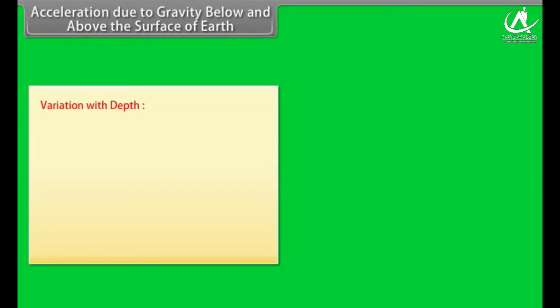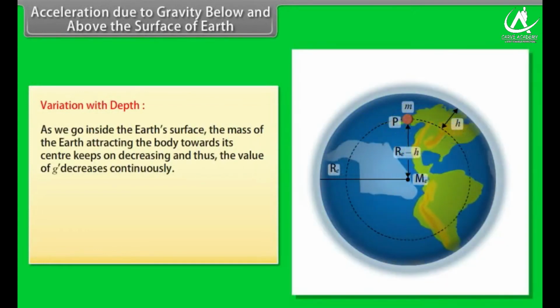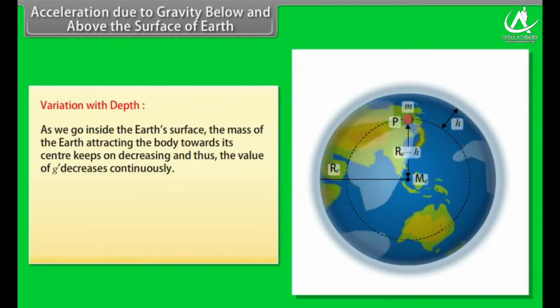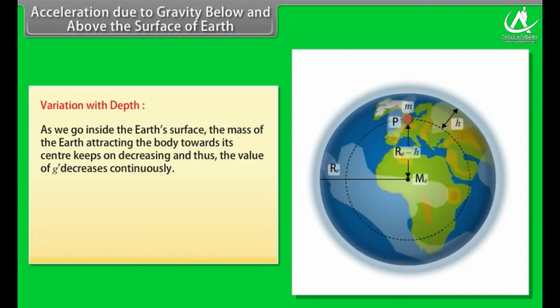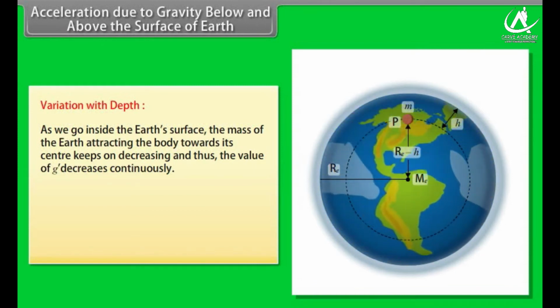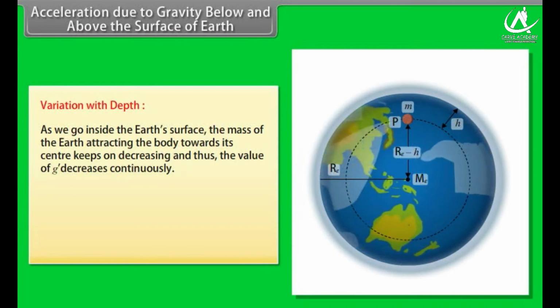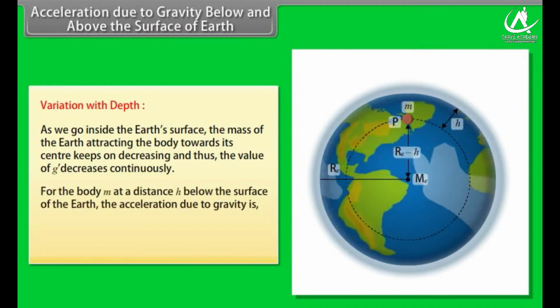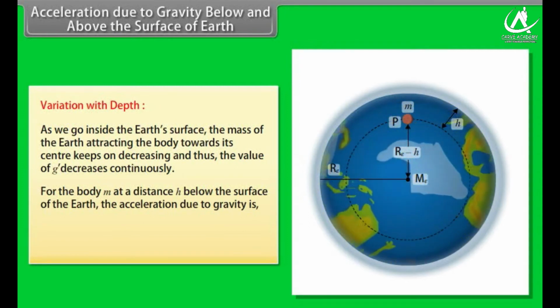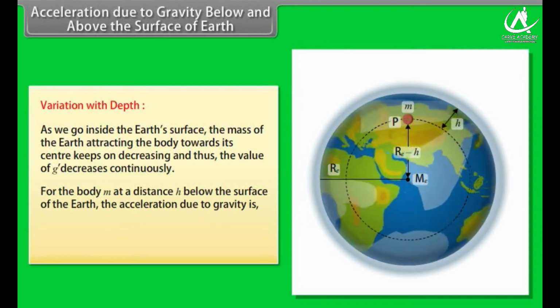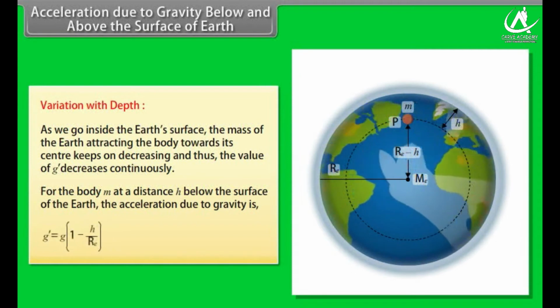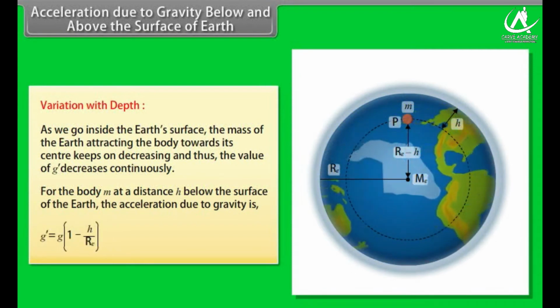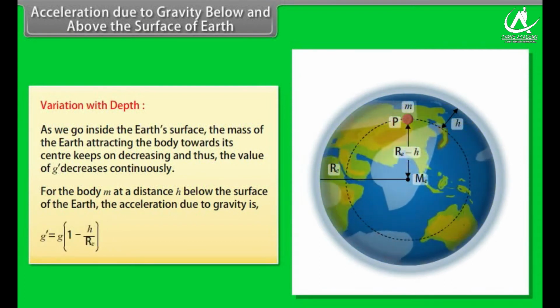Variation with depth. As we go inside the Earth's surface, the mass of the Earth attracting the body towards its center keeps on decreasing, and thus the value of g decreases continuously. For a body of mass m at a distance h below the surface of the Earth, the acceleration due to gravity is g' = g × (1 - 2h/Re).